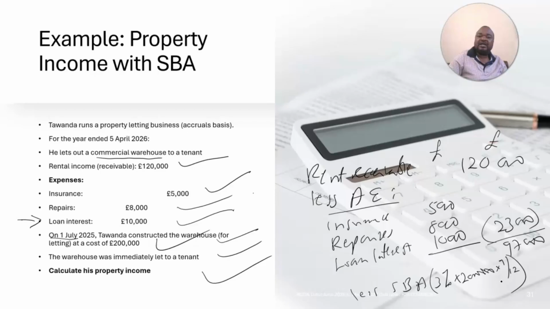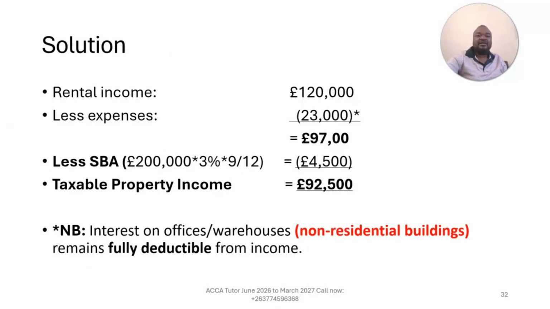This is an allowance, so we reduce. So we get our resultant taxable property income, the property income to be transferred to the non-savings income for tax purposes. That's 97,000 minus 4,500. That comes to 92,500. We are done. This is what we have been doing.